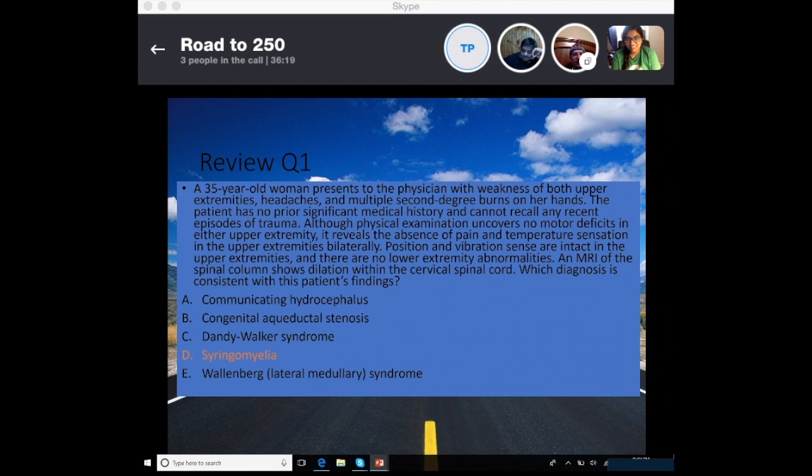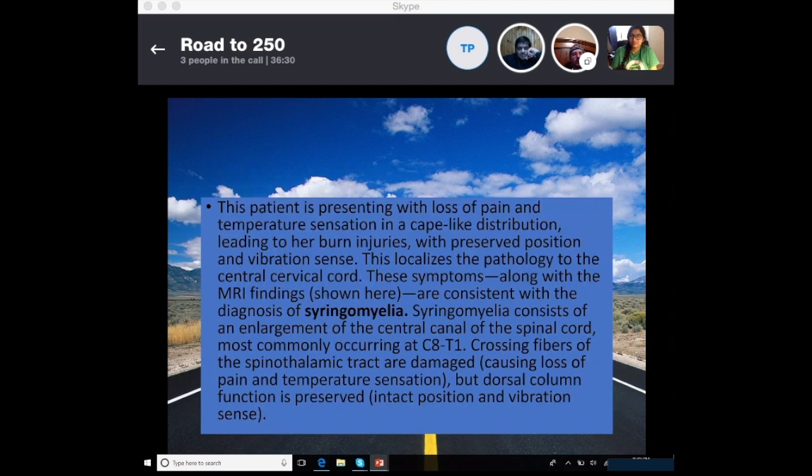Yeah, it is. D for dumb. There you go. That's the correct answer. Dilation within the cervical spine. Nice. Correct. Oh, you have an answer? And that's the answer choice. Just the answer explanation, if you guys need. Yeah, so syringomyelia, cape-like distribution, leading to the burn injury.